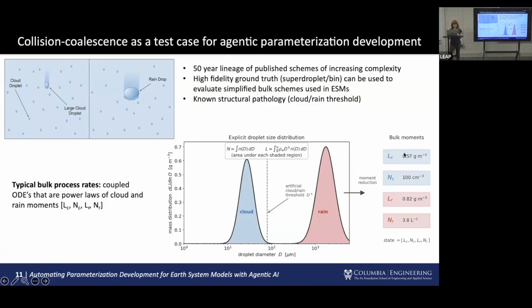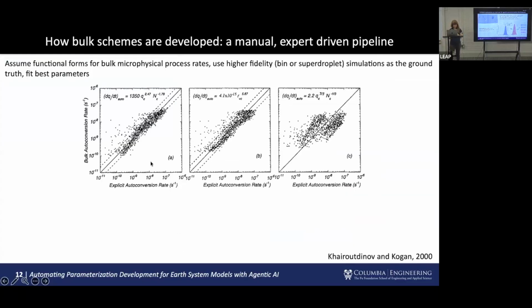And then we would just derive some bulk moments. Our typical bulk process rate would effectively be a coupled ODE that is going to be power laws of the cloud and rain moments. But there are different choices that people have made in terms of how they have chosen to parameterize this. So this very simplified set of coupled ODEs is what would ultimately go into the Earth system model to represent the subgrid scale collision coalescence process. But we can have much more accurate Monte Carlo type simulations where we can explicitly simulate this process.